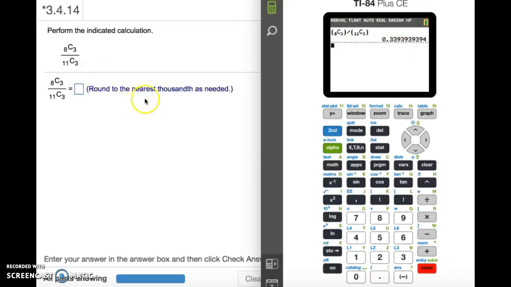And on this question, it says round to the nearest thousandth. So you would enter this decimal, round it correctly, and that would be how you solve that problem. So we'll look at one more example where you'll see where we set up and where we use a problem that's set up like this.